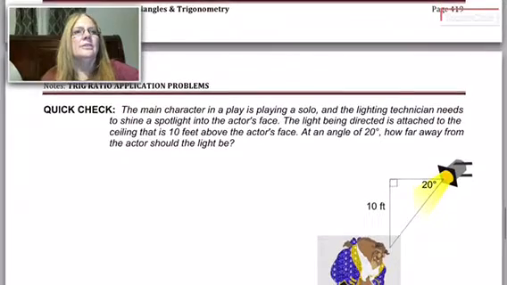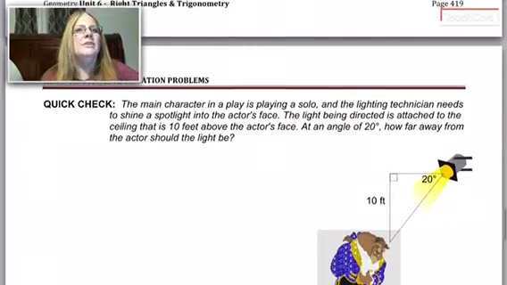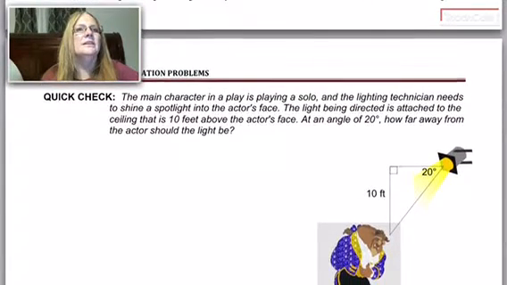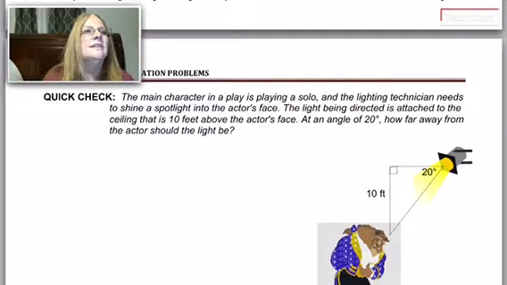Let's see, right here. The main character in a play is playing a solo, and the lighting technician needs to shine a spotlight into the actor's face. The light being directed is attached to the ceiling that is 10 feet above the actor's face at an angle of 20 degrees. How far away from the actor should the light be?